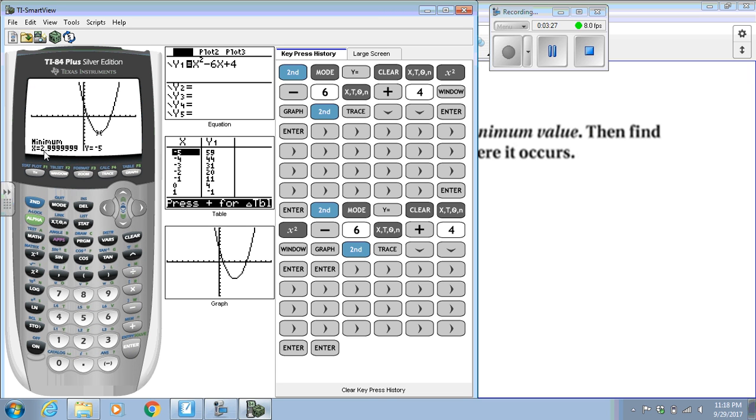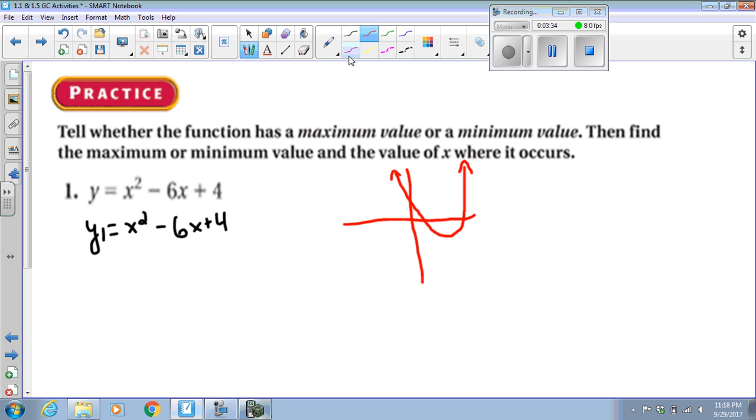So we have x equals 2.99. Well, let's just round that. So it's going to be rounded to 3. And our y value is negative 5. So we say that we have a minimum value at y equals negative 5. Remember that our min or max occurs at the y value, and it occurs at this x value. And remember, we are going to round to 3.